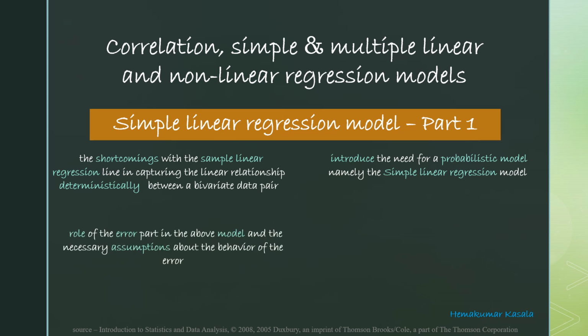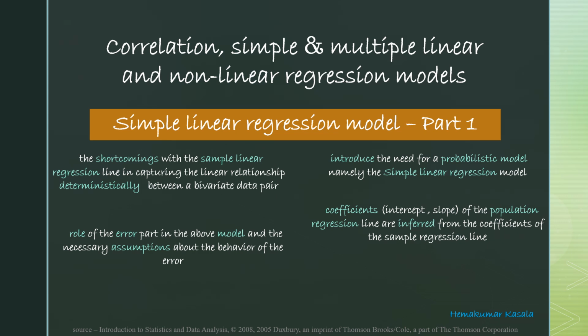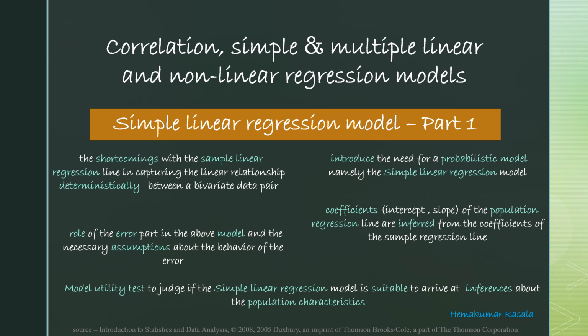We explain the role of the error part in the above model and the necessary assumptions about the behavior of the error. Explain how the coefficients, the intercept and slope of the population regression line, are inferred from the coefficients of the sample regression line, and introduce the model utility test to judge if the simple linear regression model is suitable enough to arrive at acceptable inferences about the population characteristics.